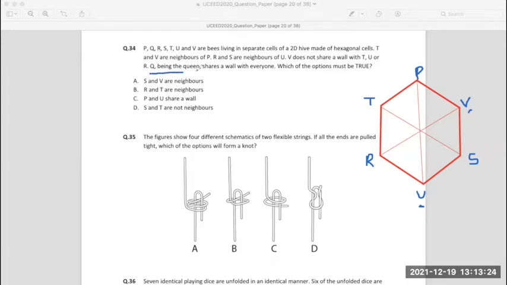Q, being the queen, shares a wall with everybody. So since Q is the queen, and it shares a wall with all, it has to be placed in the center. Only then will it share a wall with all the other bees. Correct? Which of the options must be true?